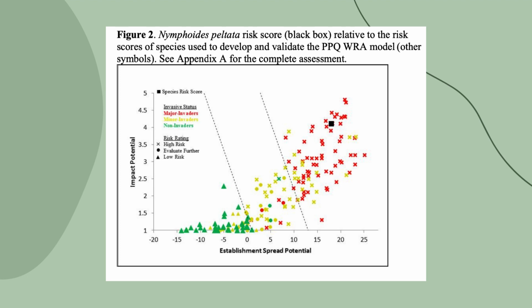Here is a graph of the risk score relative to the risk scores of species used to develop and validate the PPQ-WRA model. And our invasive species are in the red.